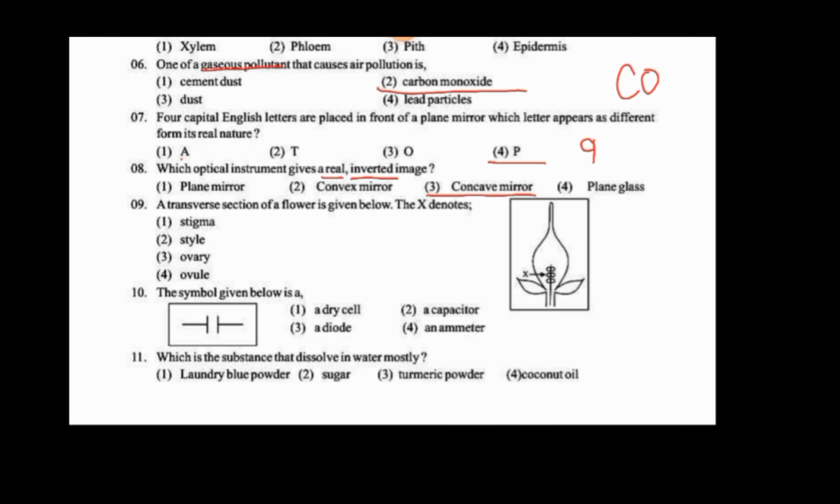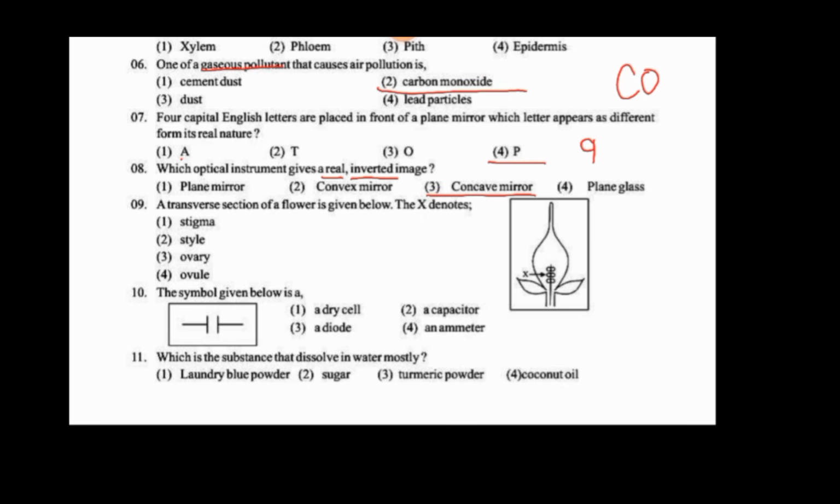But the flowers that bloom at night, if we take jasmine, those kinds of flowers, their petals are white in color. Because they bloom in the night to attract insects, they are white in color.